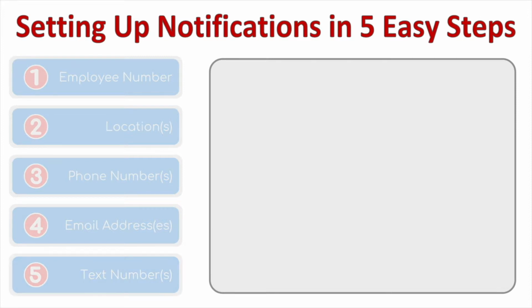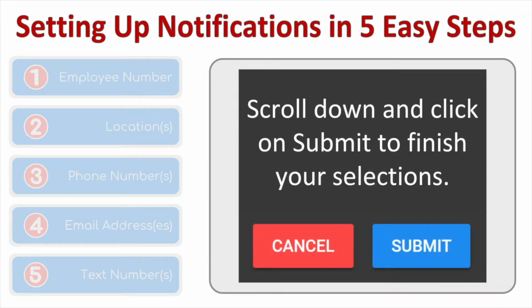Once you've made your selections, it is important that you scroll down and click on the Submit button to finish those selections. If you ever want to change your selections, you'll simply navigate back to the notifications main page, enter your employee number, retrieve your preferences, and add or remove any contact information. Please allow up to 24 hours for any selections to be noted in the system.